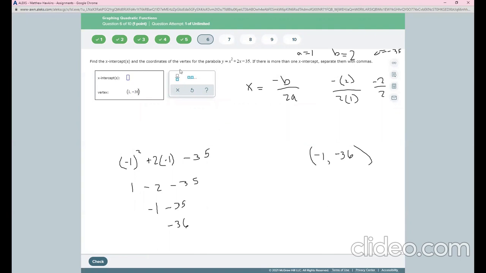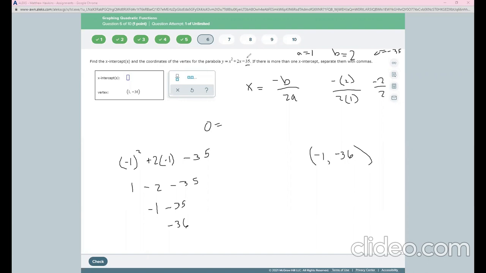Now for the x-intercepts, we'll get more into factoring as the year progresses. I mean, we get to solving the quadratics, but the x-intercepts are the numbers when y is 0, what numbers are x? So you're trying to find the numbers that make the whole thing 0. So if we factor this, you're looking for two numbers that multiply to give you negative 35, but when you add them together, give you 2.